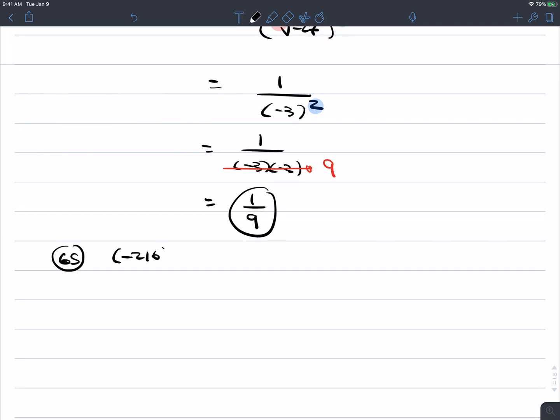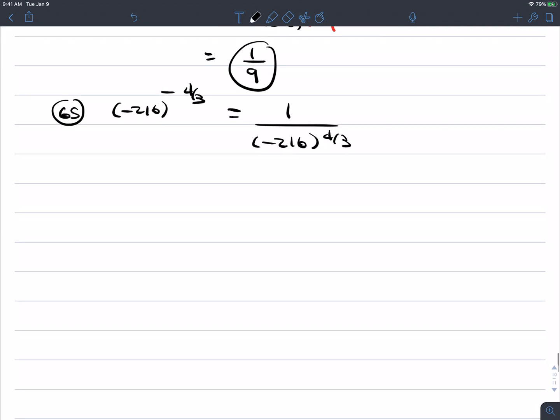Number 65: negative 216 to the negative 4/3 would be 1 over negative 216 to the positive 4/3. So we're going to write this as 1 over, remember, the 4 goes out here. Is that true? And then what goes inside here? The cube root of negative 216. If I can answer this question, I just raise that answer to the 4th power.